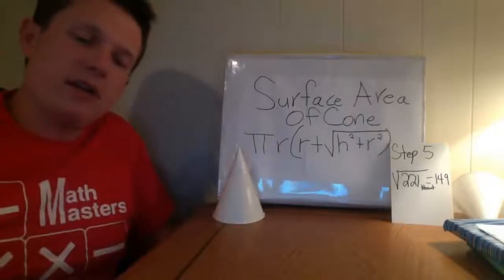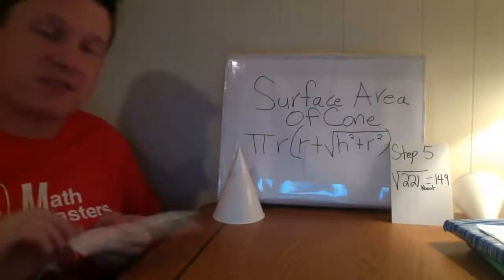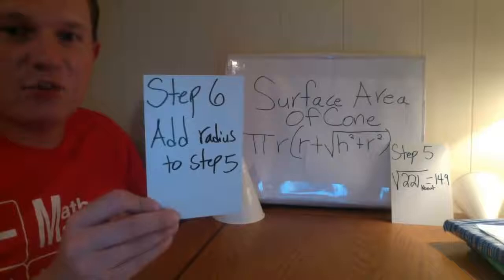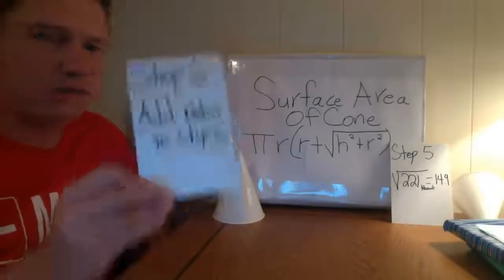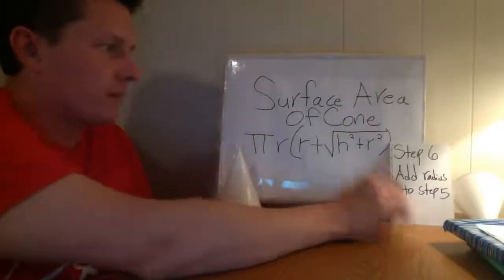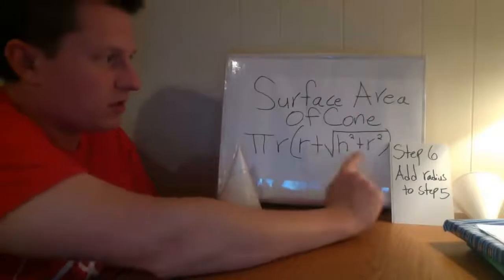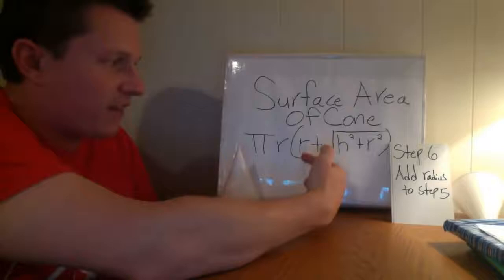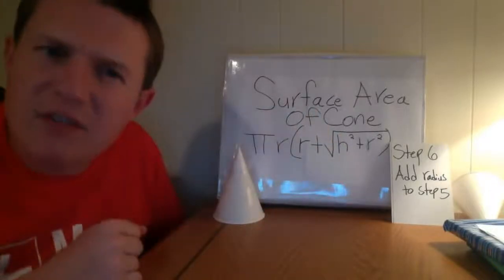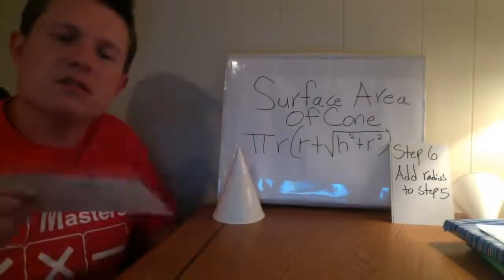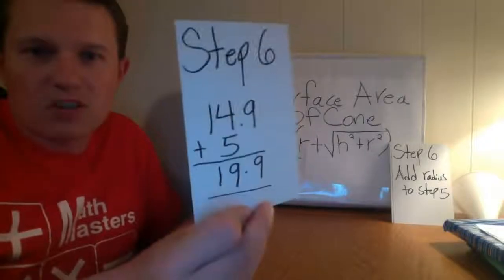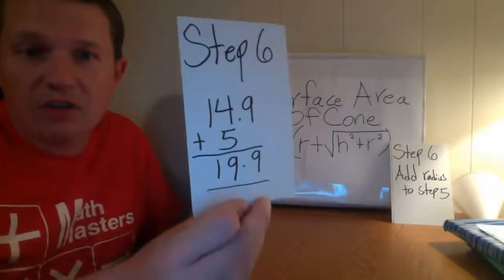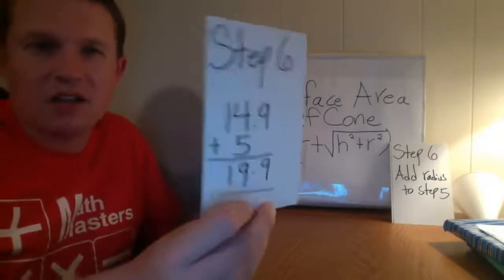So now, it gets a little easier. Step 6. You add the radius to step 5. So step 5 was right here. And now we're going to add that radius. What was that radius again? Oh, it was 5. That's right, because the diameter was 10. So 14.9 plus 5, we have 19.9 or 19 and 9/10.